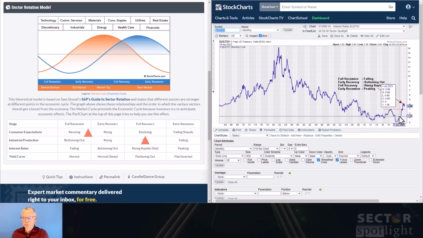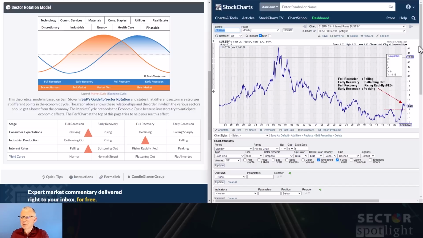That's too long for bottoming out. So I'm going to position this somewhere between full recovery and early recession. That's somewhere like here, a little bit similar to the consumer expectations. So the industrial production with flat is like there. So we're coming in like here.